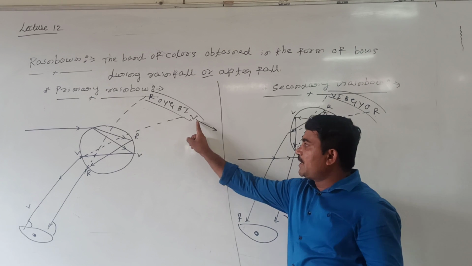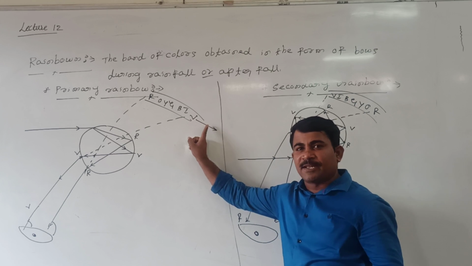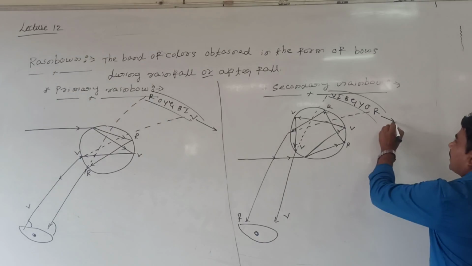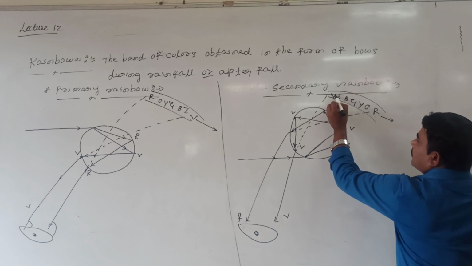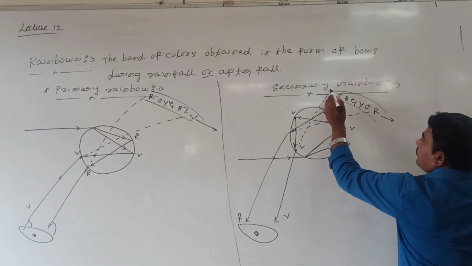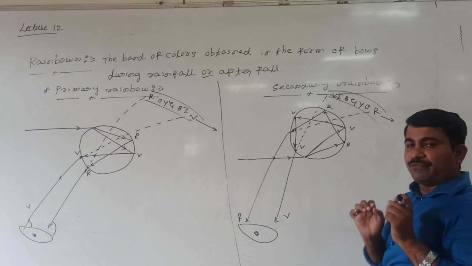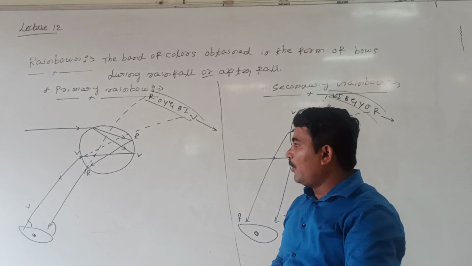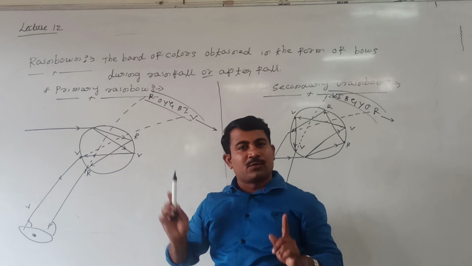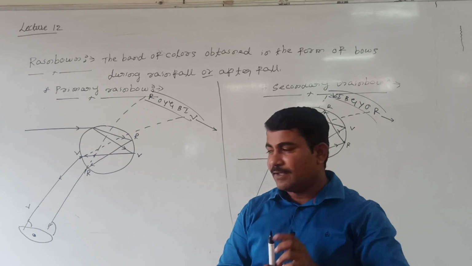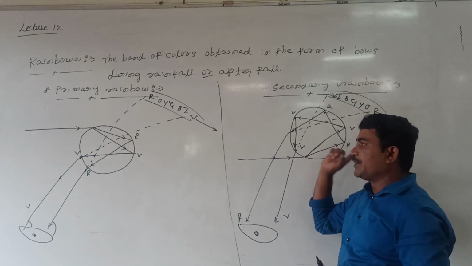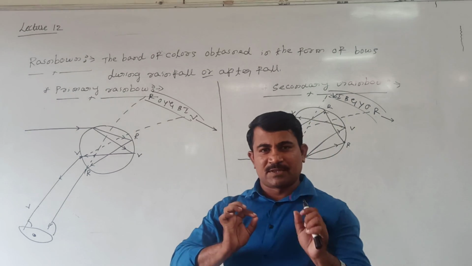In this case, on the inner edge, which color appears? Red color appears. And on the outer edge, violet color appears. So the main difference between the primary rainbow and the secondary rainbow: in the primary rainbow, 2 refractions and 1 total internal reflection are possible, that is one thing. In the secondary rainbow, 2 refractions and 2 total internal reflections are possible. One thing. Second one.